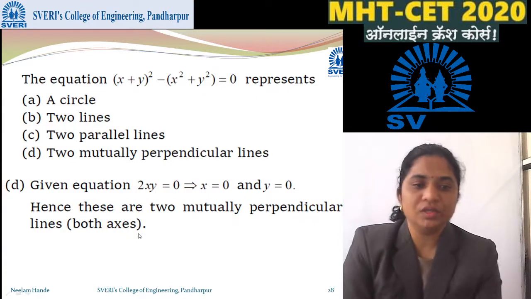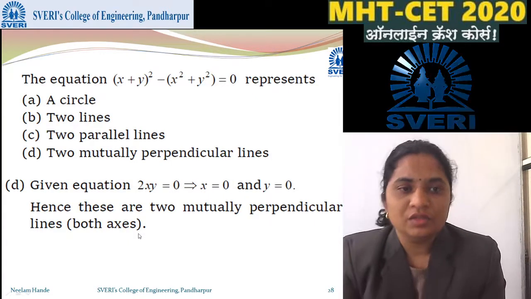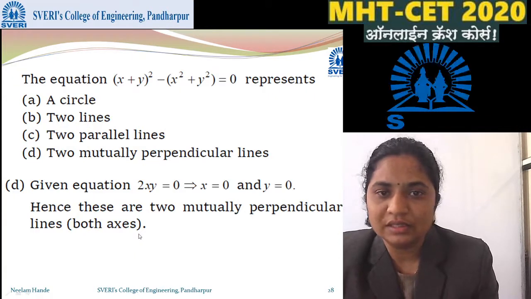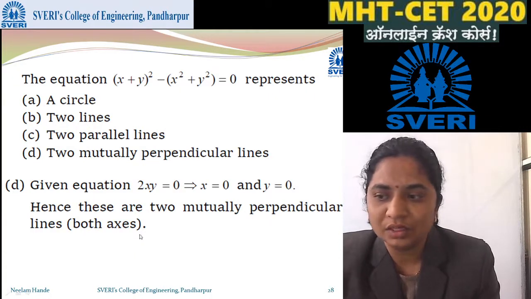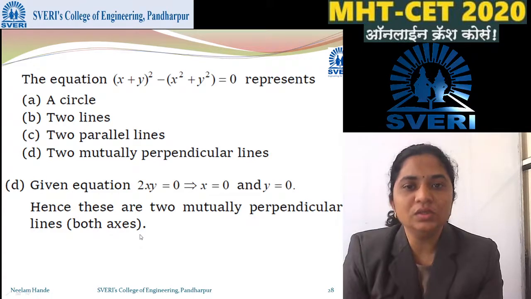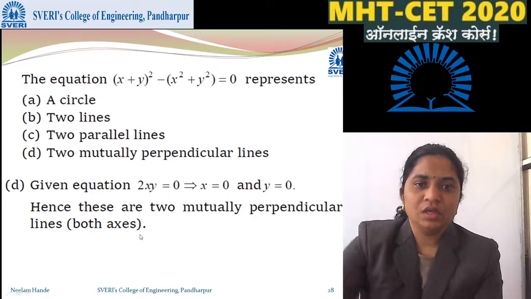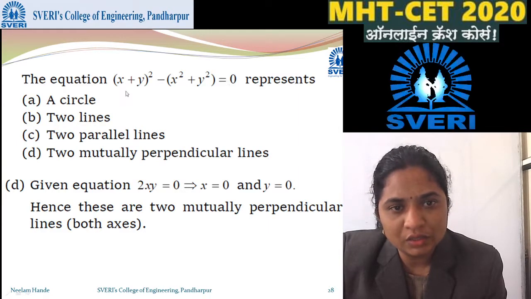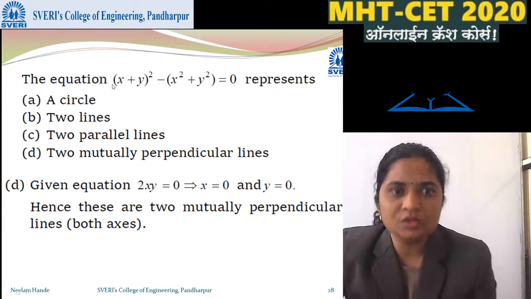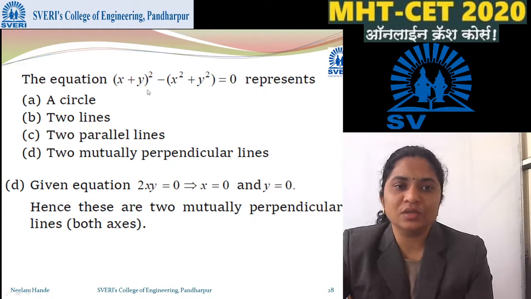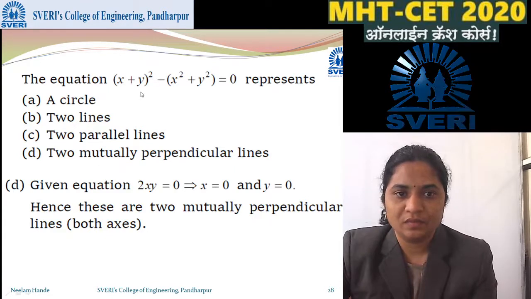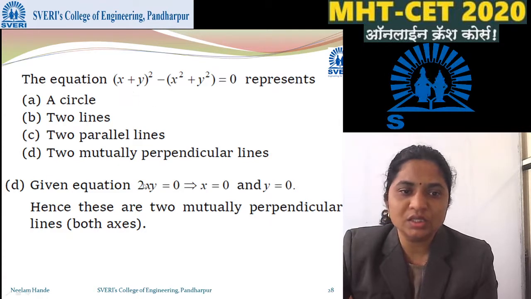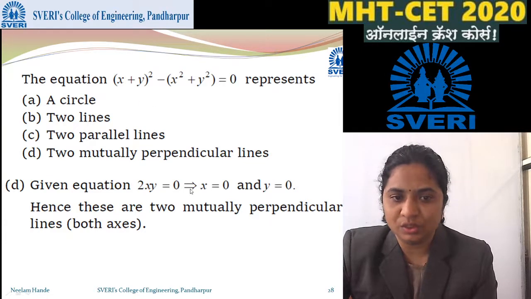Okay, we'll go to the questions. First question: the equation (x plus y) square minus (x square plus y square) equal to 0 represents, and these are some options. So we'll check the given equation. Here we can square, so we'll square it. It is x square plus y square plus 2xy minus x square minus y square. These get cancelled, and the only remaining thing is 2xy equal to 0.